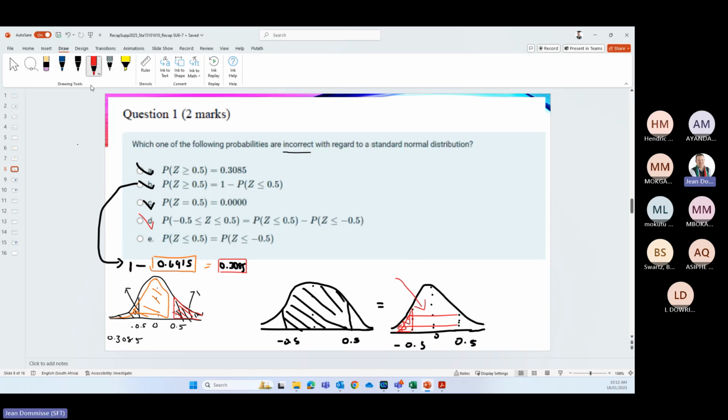Now this is a weird one, so let's just check. Last one: is Z smaller than 0.5 equal to Z smaller than minus 0.5? Okay, so that's the one that is not right, because that's not equal. So here you have that whole extra area that's not included in the second component.